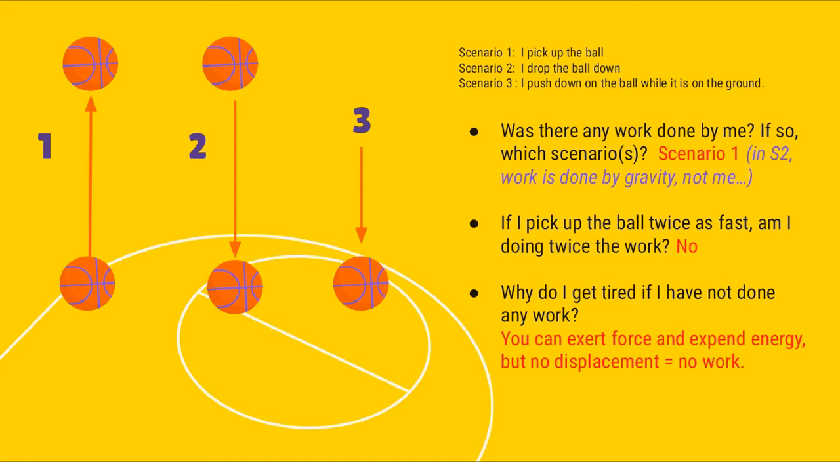If I pick up the ball twice as fast, am I doing twice the work? No, I'm doing the same exact amount of work. What changes, though, is my power, because power depends on time, as power is the rate at which work is done. And finally, why do I get tired if I've not done any work? Well, you can exert force, but it doesn't mean that you actually did anything productive. So if you never moved anything, you could expend all the energy you want, but because there was no displacement, there was no work.